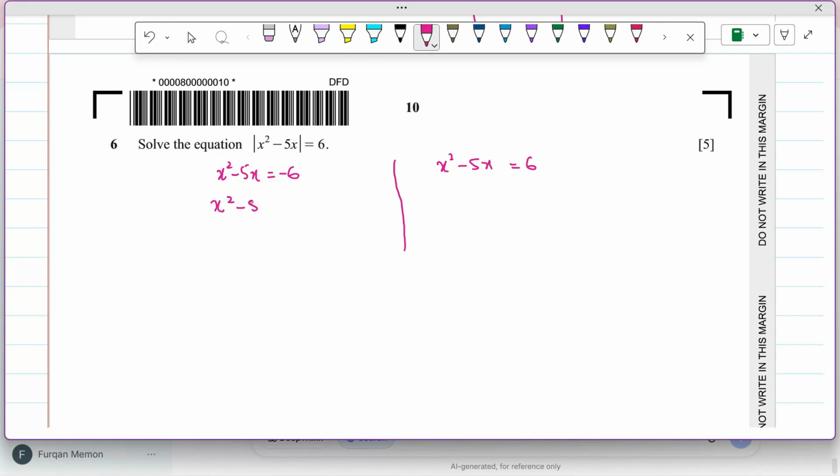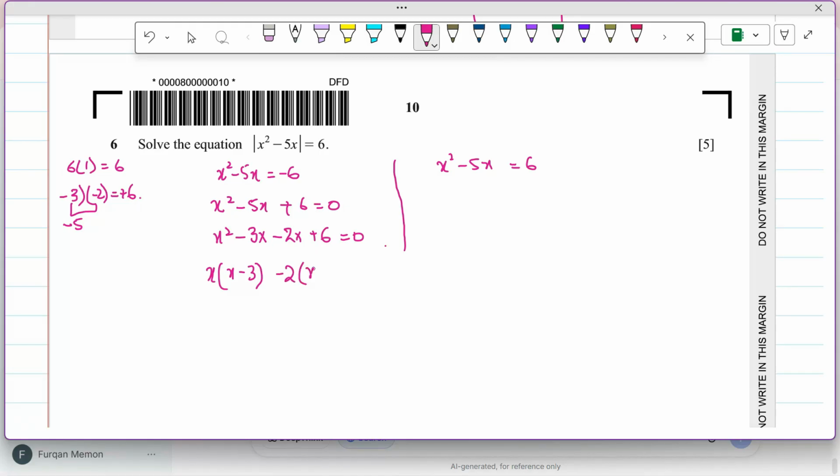x² − 5x, and when we move −6 to the left side it becomes positive 6, equal to 0. This is a quadratic equation, and it can be solved by factorization. For example, −3 times −2 gives positive 6, and when we add them we get −5, and 6 times 1 is equal to 6. So we can write x² − 3x − 2x + 6 = 0. Now taking x common we have x − 3, and taking −2 common we have x − 3 equal to 0. Taking x − 3 common, we have x − 2 equal to 0.